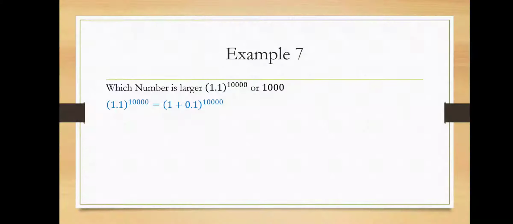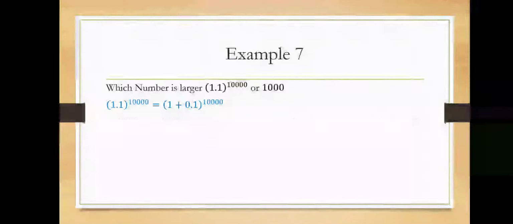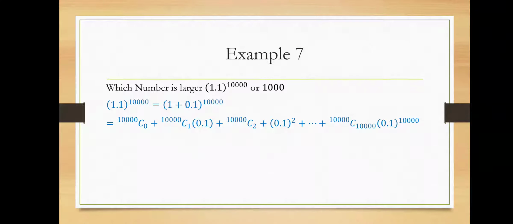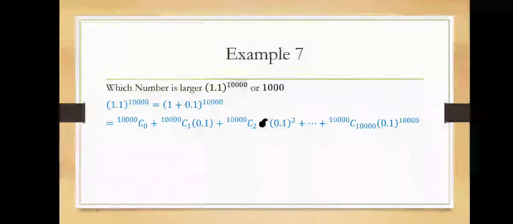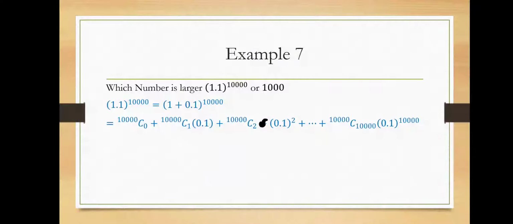Obviously, since it is to the power 10,000, there will be 10,001 terms. We are not going to write all of them, and we will be writing only the few terms which we require. So to start off with, the first term will be 10000C0, then the next term will be 10000C1 into 0.1, then 10000C2 into (0.1) squared, and so on till the last term, 10000C10000 into (0.1) to the power 10,000.